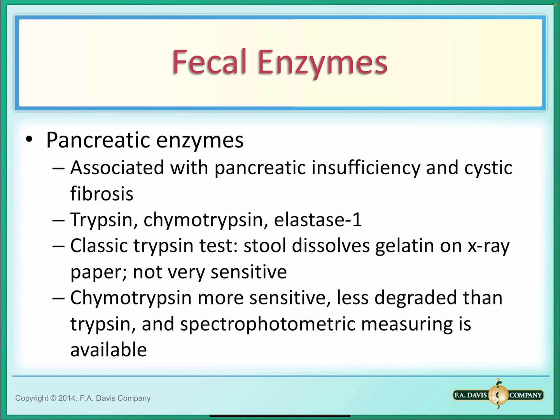We can also test for fecal enzymes. Pancreatic enzymes are associated with pancreatic insufficiencies and a disease called cystic fibrosis. These are some examples of the enzymes: trypsin, chymotrypsin, elastase 1. We can do the classic trypsin test, in which the stool dissolves gelatin on an X-ray paper, but this is not a very sensitive test. The chymotrypsin test is more sensitive. It is less degraded than trypsin, and spectrophotometric measuring is available for this particular enzyme.